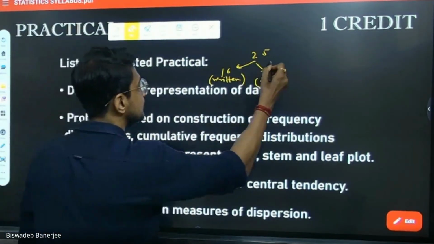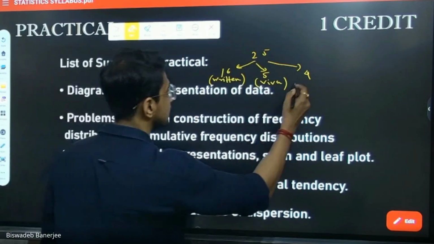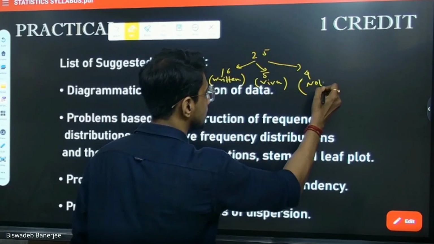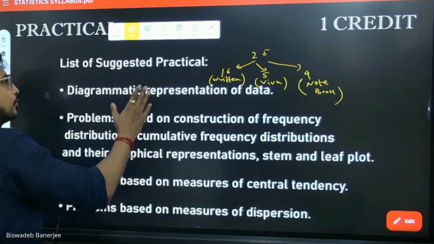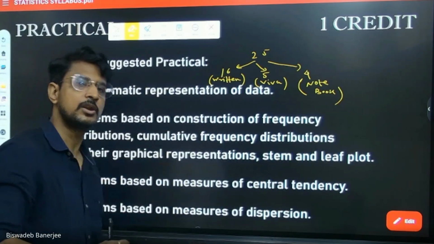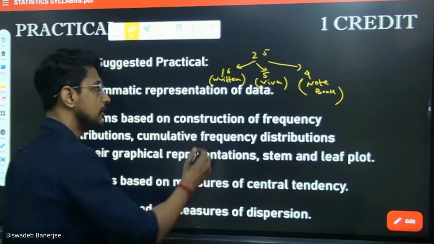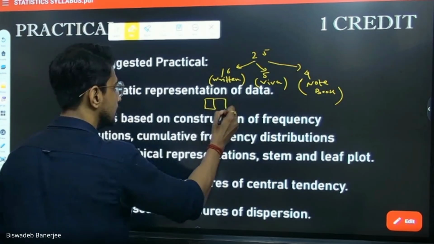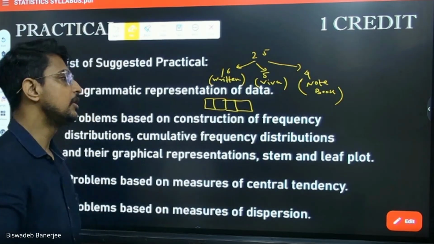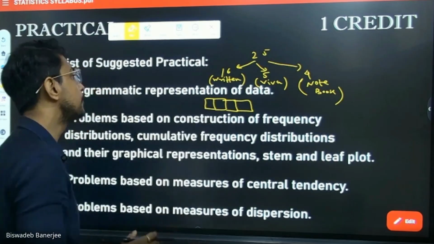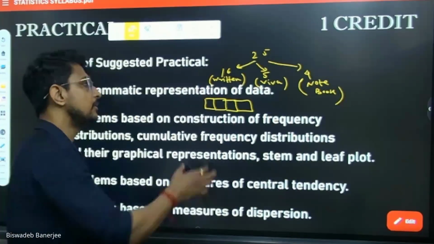And finally, the remaining 4 marks are for the notebook. What is that? As I said, college will give you some practical work. You have to answer all those practicals in a square sheet. The square sheet looks like this. It is easily available in college. College will give you some square sheets, and you have to answer the questions that college gives you in this square sheet.